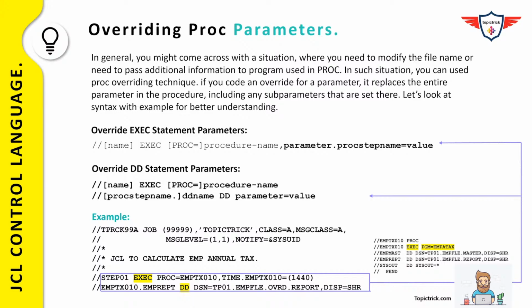So with the help of the proc overriding technique, you can modify or change any of the keyword parameters which are defined on the execute statement or on the DD statement.